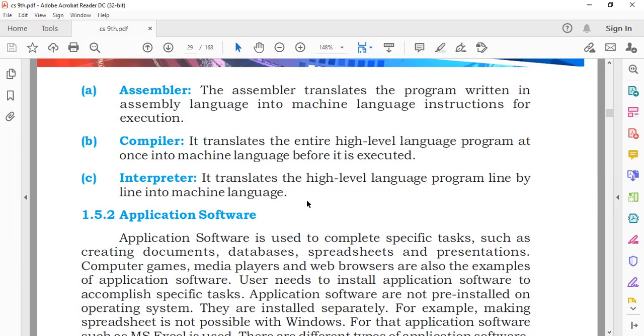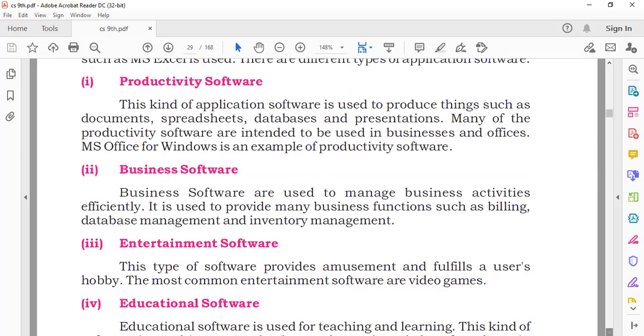Assembler translates the program written in assembly language into your machine language so that the execution can take place. Execution is the command here. And a compiler translates your high-level language program at once into your machine language before it can execute the command. An interpreter translates the high-level language program line by line into machine language. The compiler can convert directly, but in the interpreter it is done from line 1 to line 2. This is not a simultaneous process.